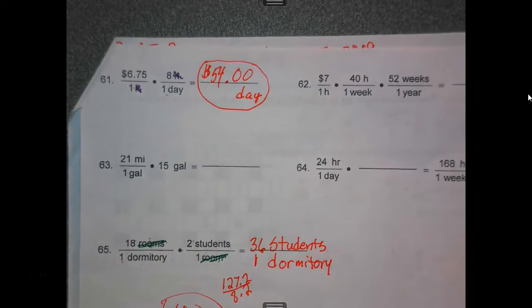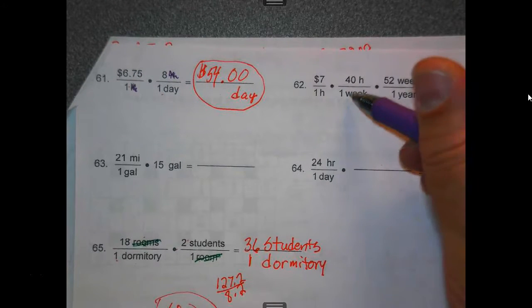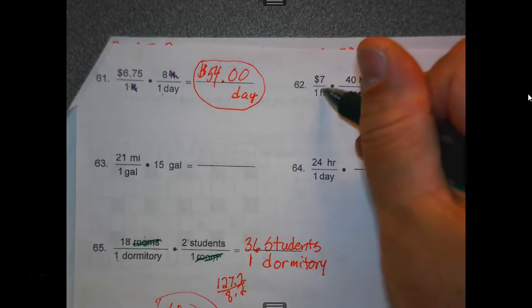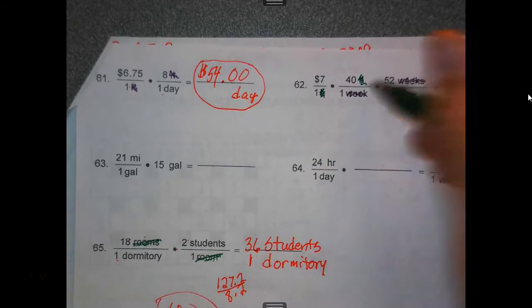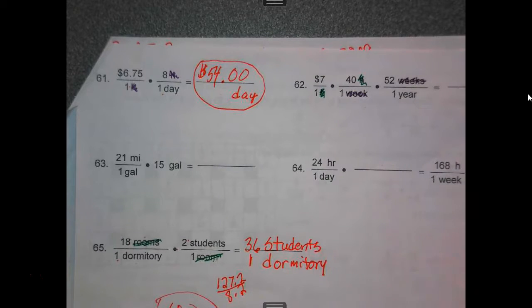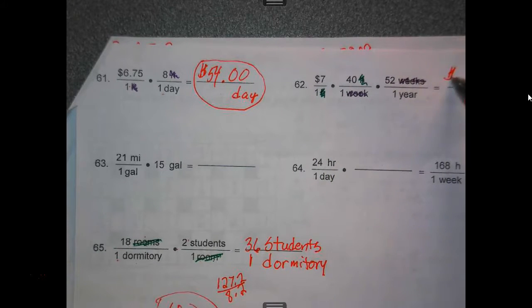All right, 62. Let's see, we can cancel out weeks. We can cancel out the H's. I have ones on the bottom. So I'm going to leave my year on the bottom. 1 year. You can put 1 there. And my label on the top is a dollar sign.